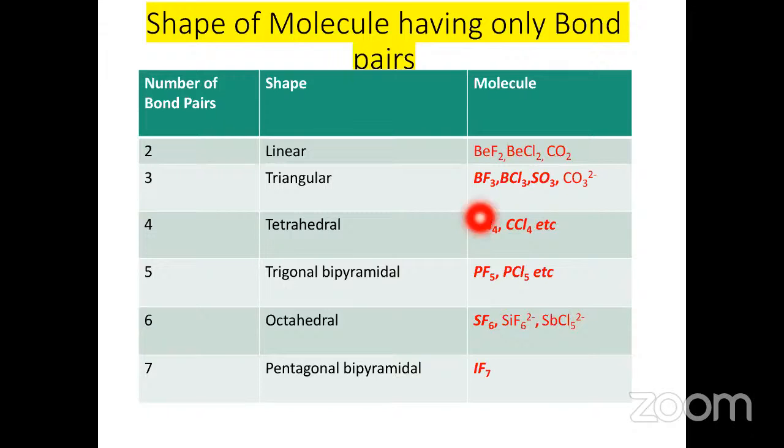Next, if the atom contains 5 bond pairs, then the shape is trigonal bipyramidal. The examples are PCl5 and so on. If the total electron pairs are 6 bond pairs, then its shape is octahedral, and these are examples. Next, if the total electron pairs or bond pairs are 7, then its shape is pentagonal bipyramidal, and this is an example of pentagonal bipyramidal.